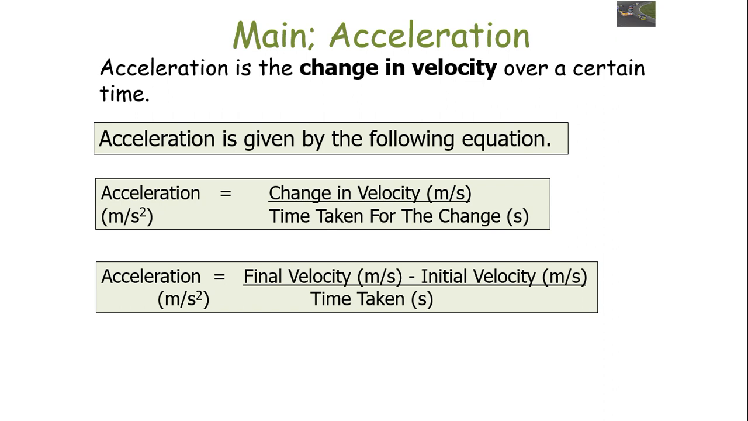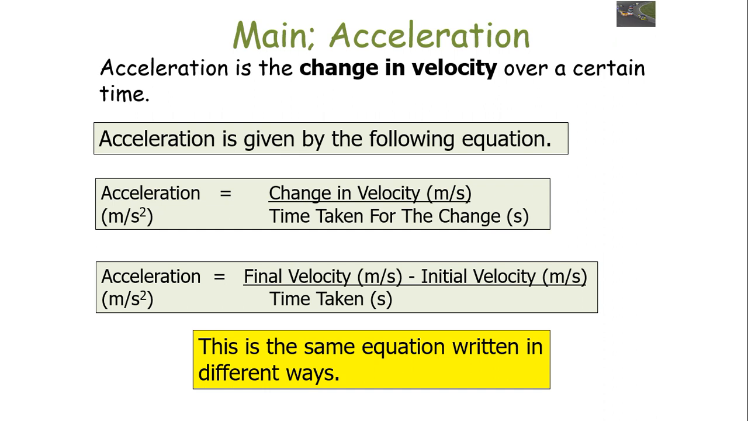Because the change in velocity is measured in meters per second and the time taken for the change is measured in seconds, acceleration is measured in meters per second per second, because we're dividing the unit of velocity by the unit of time. We can write that as meters per second squared, or meters seconds to the minus 2. We can also write the equation out as final velocity minus initial velocity over time taken, because the change in velocity is the end velocity, the final velocity, minus our starting or initial velocity. So they're actually the same equation written in different ways.